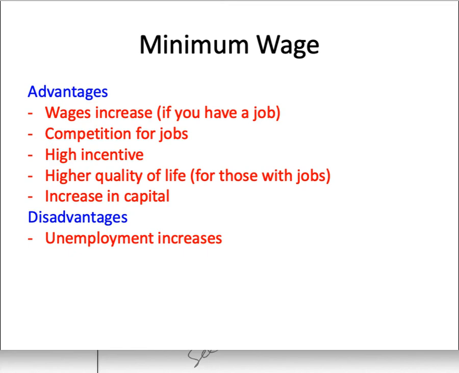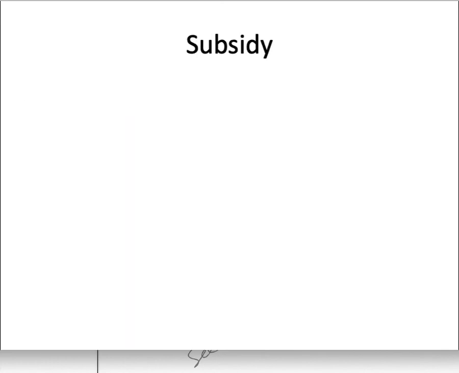Disadvantages: unemployment will increase because people who want to have jobs don't have them. Prices for products theoretically could increase because it costs more to produce. It's an inefficient practice. Again, inefficiency is a common theme that we do not like. We do not like inefficiency. So that's the second of the four.